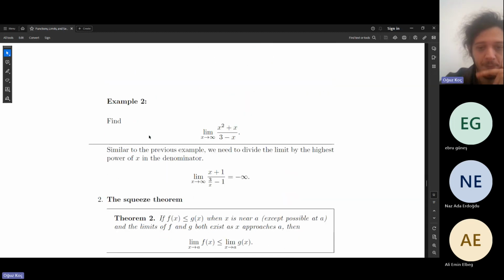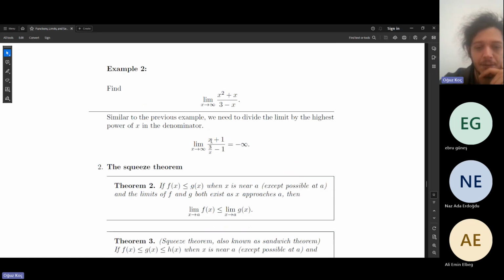Okay, we have the second example. And in here, a similar approach is applied. We want to use theorem 1. Therefore, we check the highest power of x in the denominator, which is x here. When we divide both the denominator and numerator by x, we get the ratio x plus 1 over 3 over x minus 1.